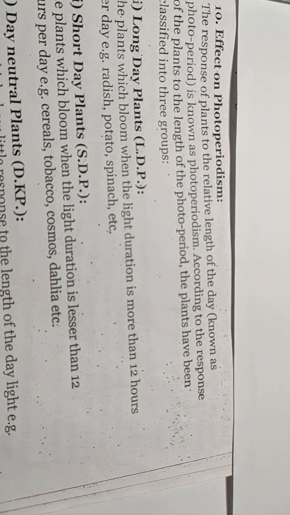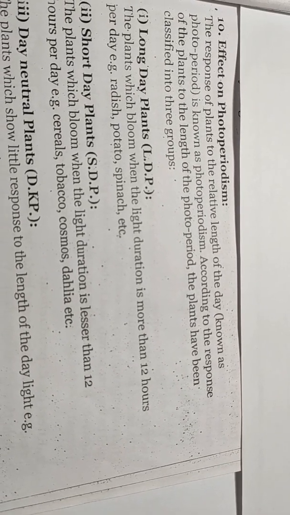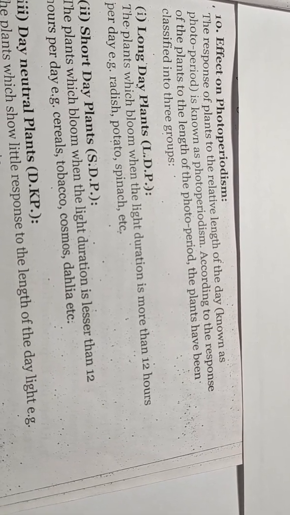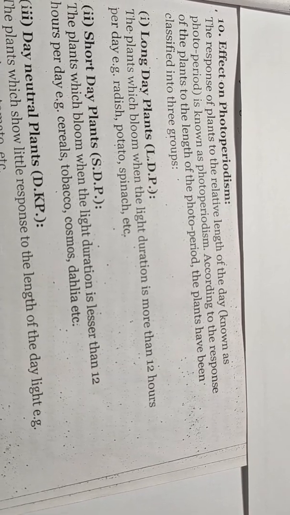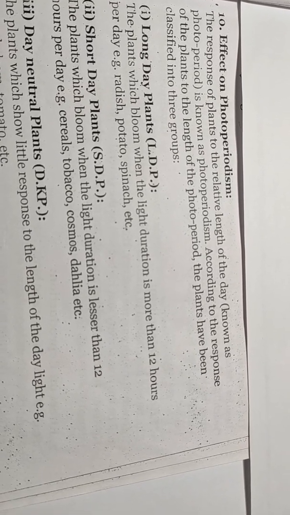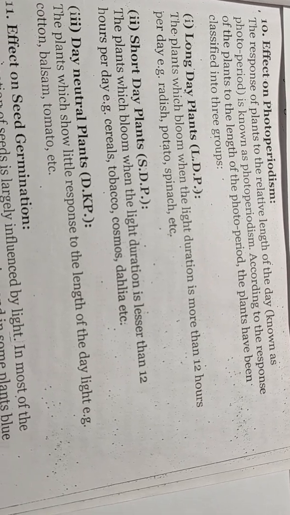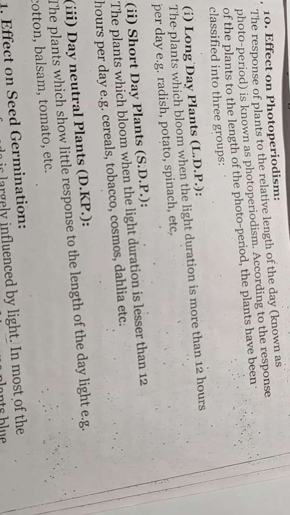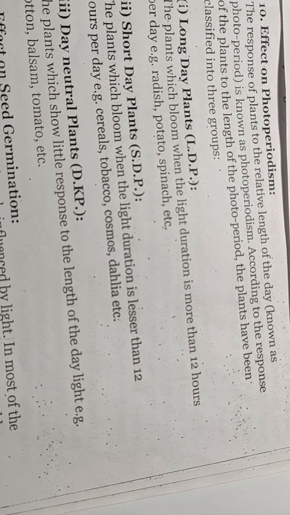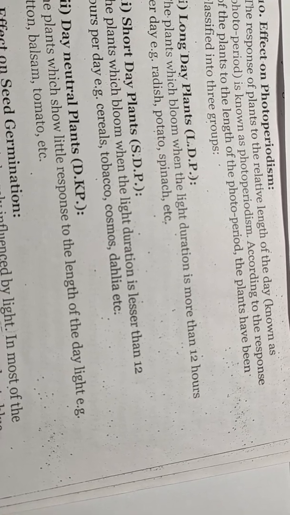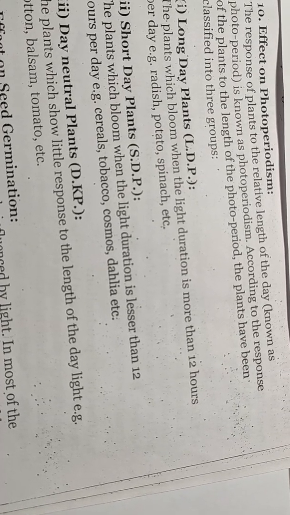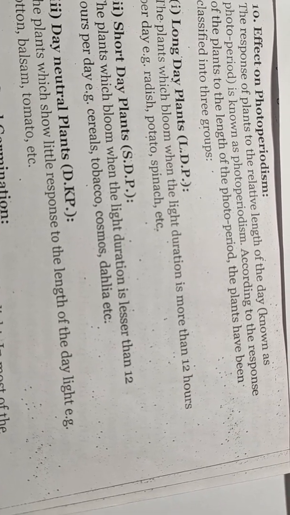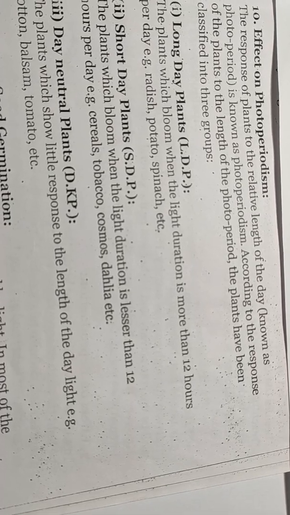Effect on photoperiodism. The response of plants to the relative length of day, known as photoperiod, is called photoperiodism. According to the response of plants to the length of photoperiod, plants have been classified into three groups: long day plants, short day plants, and day neutral plants. Long day plants bloom, meaning flower, when the light duration is more than 12 hours per day, for example radish, potato, spinach, etc. Long day plants require more than 12 hours of light exposure.